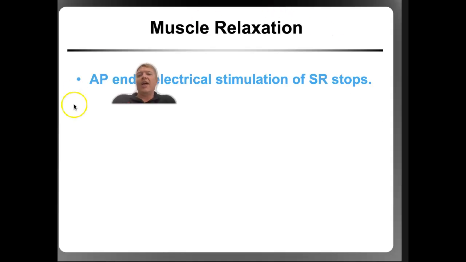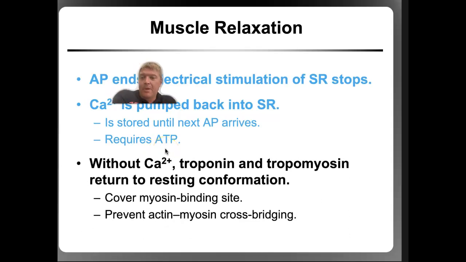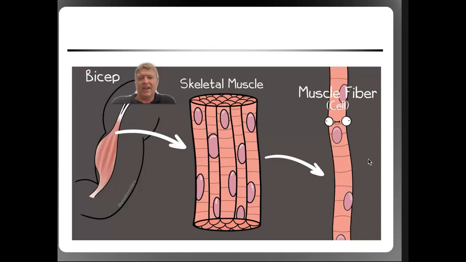When the action potential ends, electrical stimulation in the sarcoplasmic reticulum stops. Calcium gets pumped back, and it is stored until the next action potential arises, and it's going to require ATP to pump it back as well. That's for the SR, sarcoplasmic reticulum. Without calcium, the tropomyosin and myosin return to resting, and they don't allow the actin and myosin to touch or bind anymore, which allows things to go back to a muscle relaxation state.